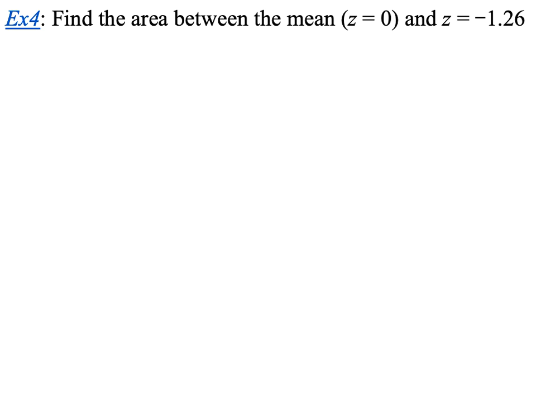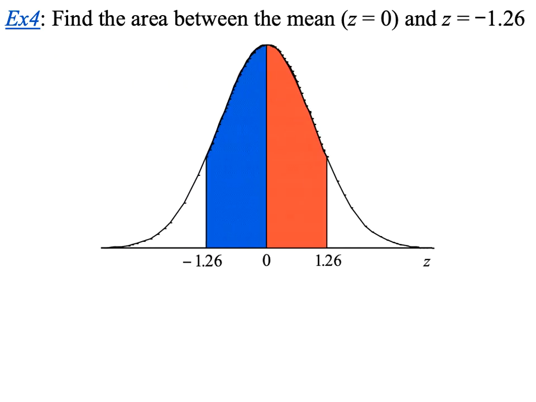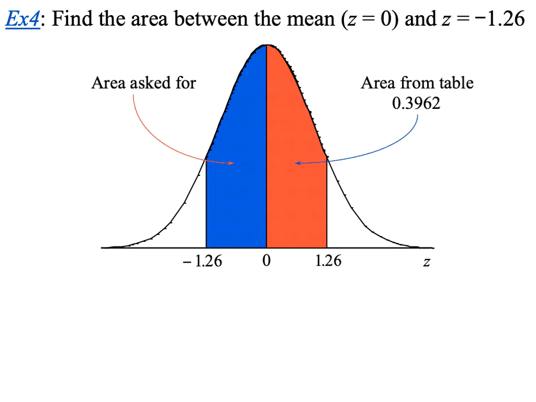Couple more. So this one says that we're looking at the area between the mean and negative 1.26. So again, if we were drawing what this looked like, we would be putting our important value, our z-score, at negative 1.26. But again, we know that our z-score, positive 1.26, is also the same area. So we can use our symmetry and our table in that way to calculate this area from our table.